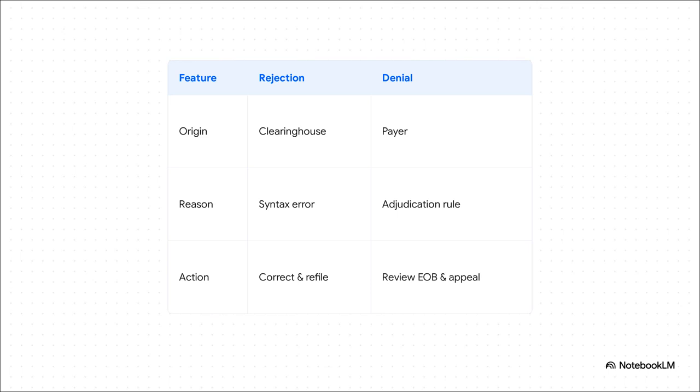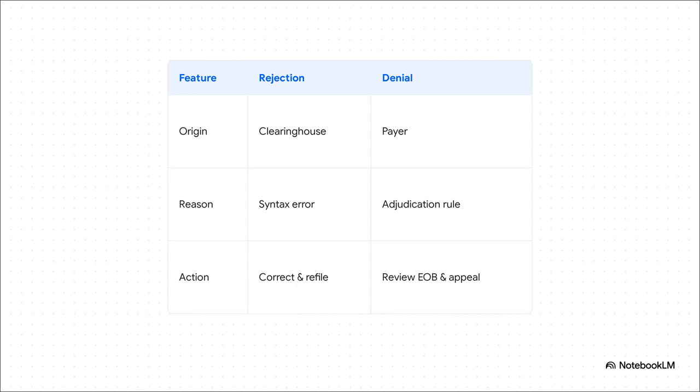A rejection means the clearinghouse stopped your claim right at the toll booth because of a formatting or syntax error. The insurance company never even laid eyes on it. Your fix? Just immediately correct the data in your billing system and refile. A denial, on the other hand, means the claim actually made it past the clearinghouse. The payer accepted it into their system, adjudicated it, but ultimately refused to pay.